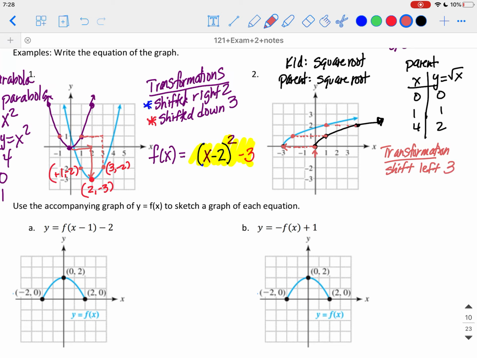So if I'm going to start writing the equation for this kid, again, it could be f of x, it could be g, whatever equation variables you want. But you need to start off with the parent. So there's the parent. And if I'm going to shift to the left 3, that means that inside the square root, I need to put a plus 3. This left 3 is plus 3.